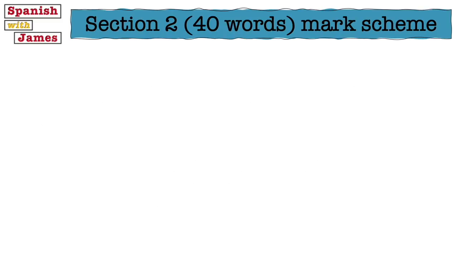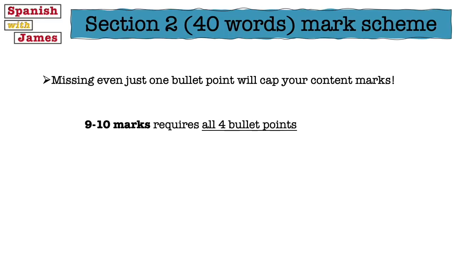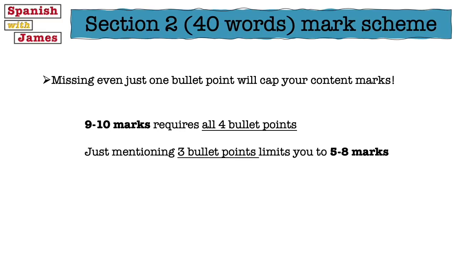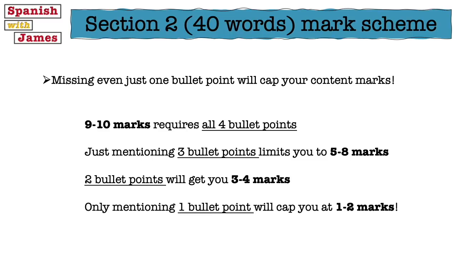To give you an idea of just how missing any of the bullet points can cap your marks, to get into the 9 to 10 mark category, you need to have all 4 bullet points ticked off. You need to have said something that clearly answers those bullet points. If you miss one, you don't quite tick that one off, then that's going to limit you to 5 to 8 marks. So you won't get any more than 8 out of 10 unless you've mentioned all 4 bullet points. Just mentioning 2 won't get you any more than 4 marks, and only mentioning one of the bullet points means even if what you write is wonderful, you won't get more than 2 marks.